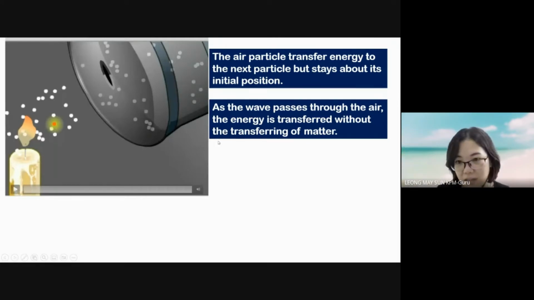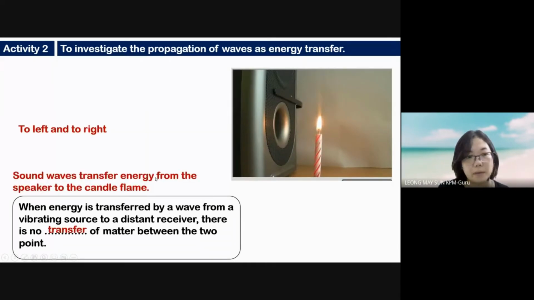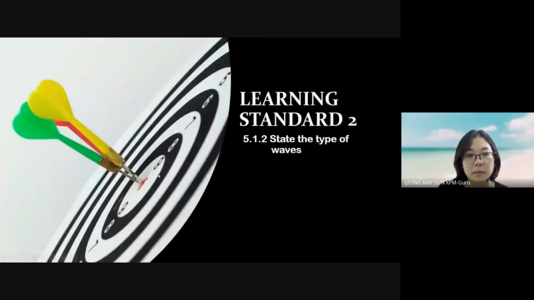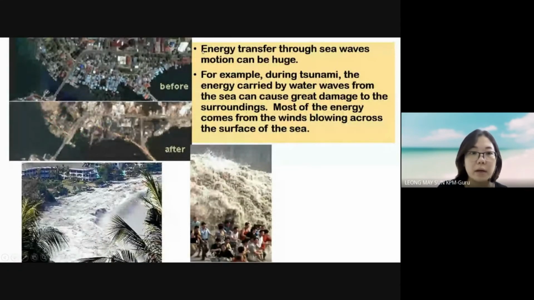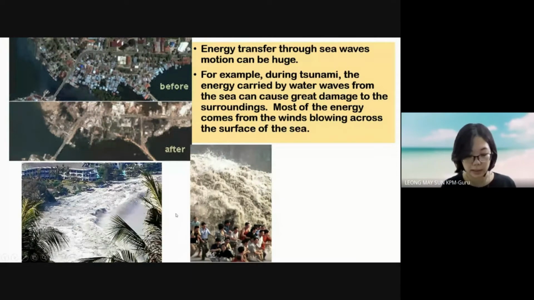Again, ideal case. Okay, so this one, I think I'll just skip through it. Energy transferred through a sea wave, a water wave, can actually be very huge, especially in the example of a tsunami. A tsunami's disturbance is from an earthquake under the sea. Tsunami can only happen when there's an earthquake under the sea, either an earthquake or a bomb exploding under the sea. Normally a tsunami happens because of an earthquake.